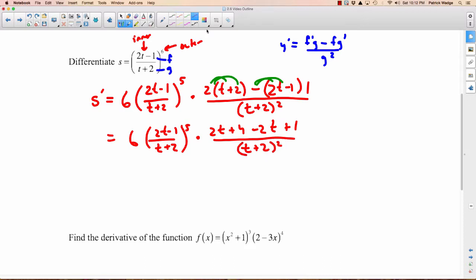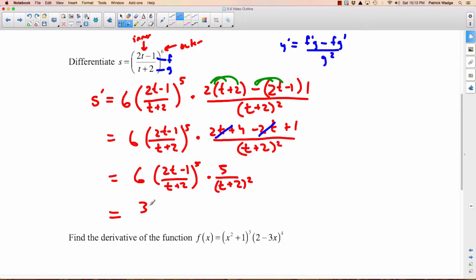So I think we can cancel out, what, 2t and negative 2t. So what we're left with is 6 times 2t minus 1 over t plus 2, all raised to the 5th power. And then we have 4 plus 1 is 5 over t plus 2 squared. And remember, multiplying. Okay, you can actually simplify this even a little more. You've got a 6 here and a 5 here, and you're multiplying, so obviously you're going to have 30 on top.